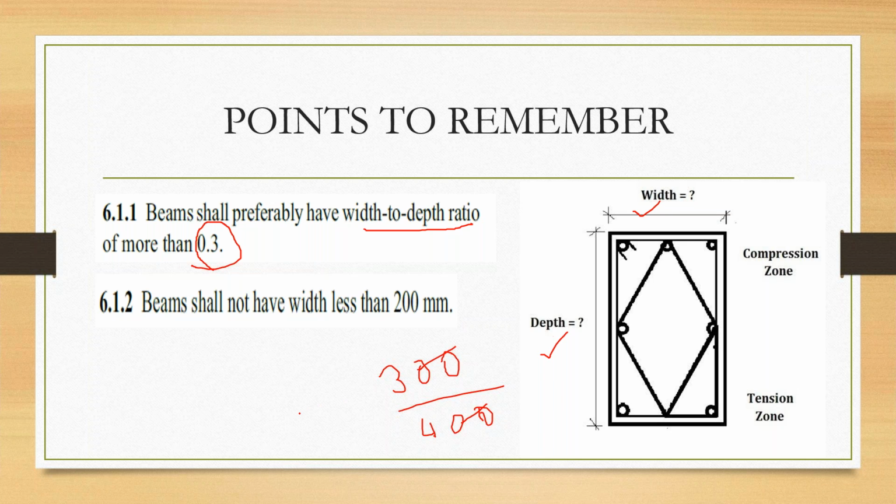After calculation, what we are getting is 3 by 4, that will be 0.75, something like that. So yes, this combination is possible. What I mean to say is that this should be my width and this should be my depth. The beam shall not have width less than 200 mm. One more thing, this width should always be greater than or equal to 200 mm.